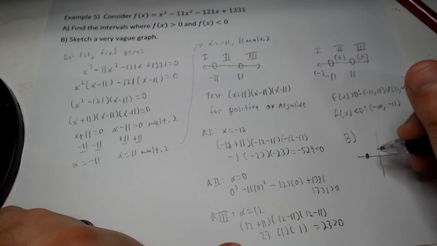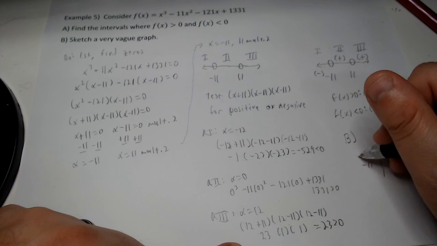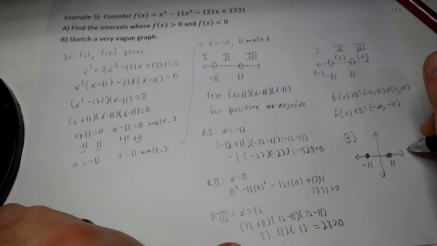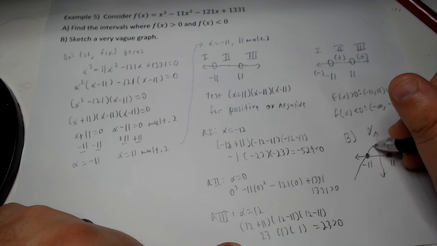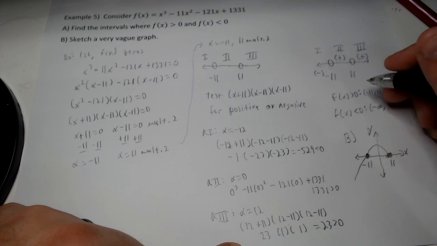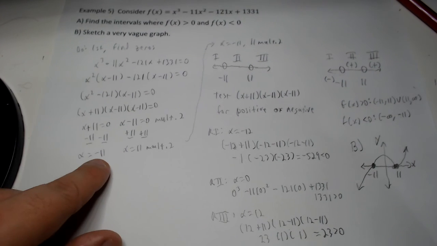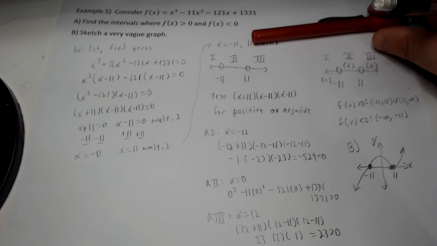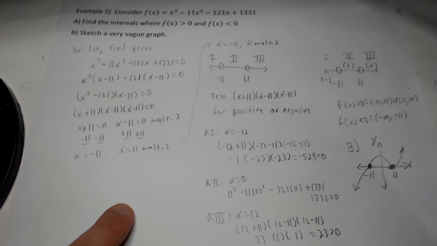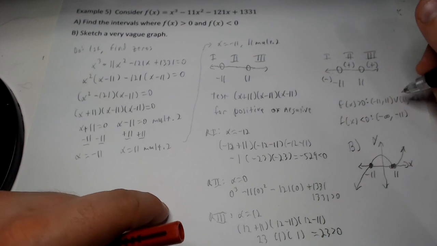So negative 11, about the same distance, positive 11. So it's negative before negative 11, positive in between, but make sure you get back down, time to hit the 11, and then back up. And I'm done. Okay, let me darken that 11.